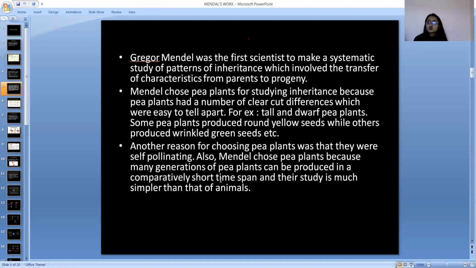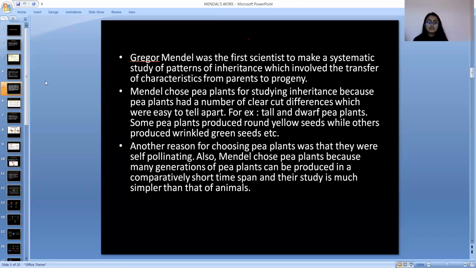Also, Mendel chose the pea plant because many generations of a pea plant can be produced in a comparatively short span of time. Their study is much simpler than that of animals, right? ऐसा नहीं होता कि एक ट्रेट इस सीजन में लगा, दूसरा दूसरे सीजन में लगा, फिर तीसरे सीजन में लगा. No, they repeat their crops in a very short period of time. They give you a new offspring in a very short period of time. Then you can study the F1 generation, right? Filial 1 generation, filial 2 generation, and so forth in a very short period of time. That's why he took a pea plant.